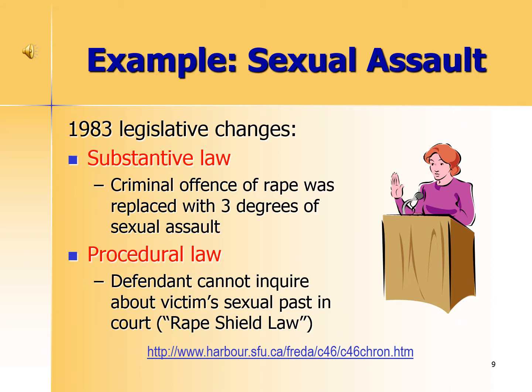Now, it also changed certain procedural aspects of the law. And in particular, what it changed was that the defendant, the person accused of the sexual assault, cannot inquire about a victim's sexual past in the court. This is what's otherwise known as the rape shield law. So it's shielding the victim from being victimized again on the stand. But the important point here is how certain legislative amendments, or how the criminal code in general, has both substantive law aspects and procedural law aspects.